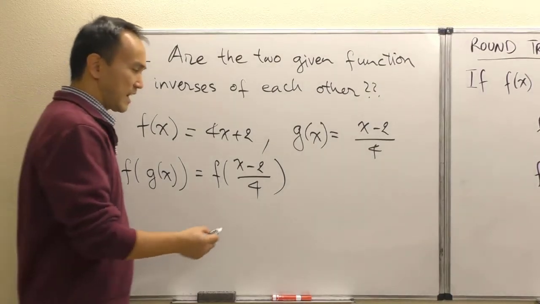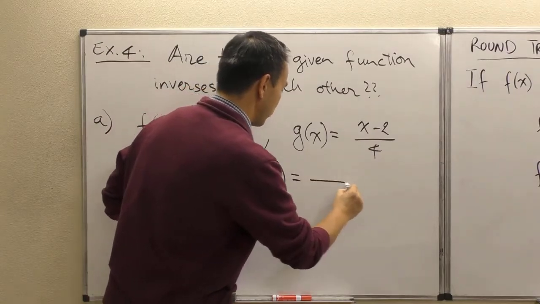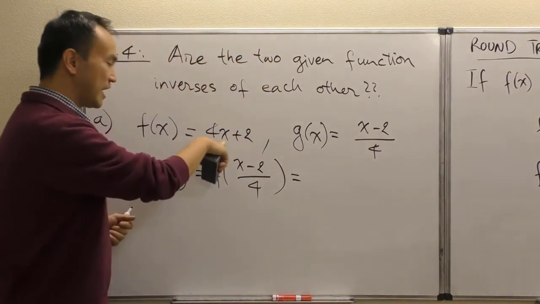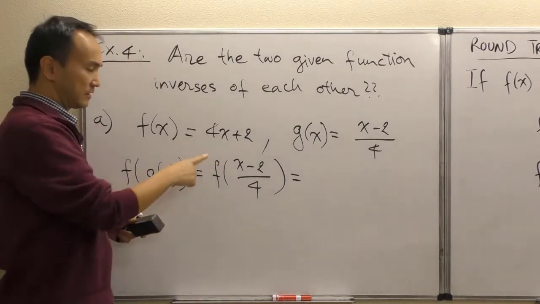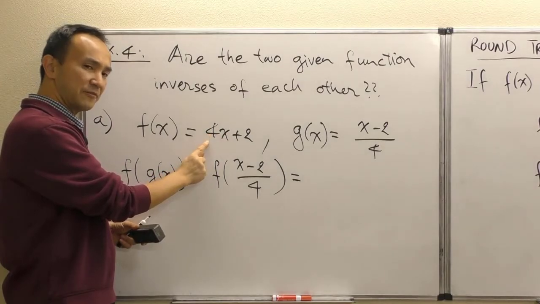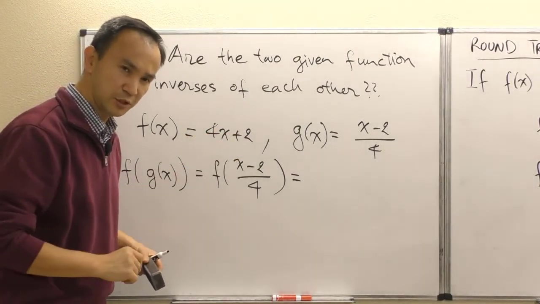Okay, so that means the rule for F says, for every input, the function F is going to apply the following rule. For every input, it's going to multiply by 4 and add 2 to the input. Multiply by 4 and add 2 to the input.